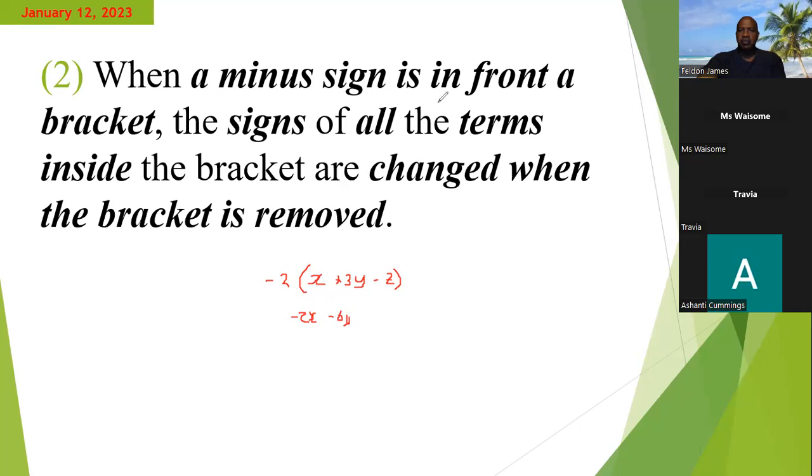-2 times -z, so negative times negative gives you positive, so -2 times -z gives you positive 2z, right? And so this is where the second rule comes from, to say that once you have a negative outside the brackets, when the brackets are removed, the signs that you would have in the bracket would change to their opposite.